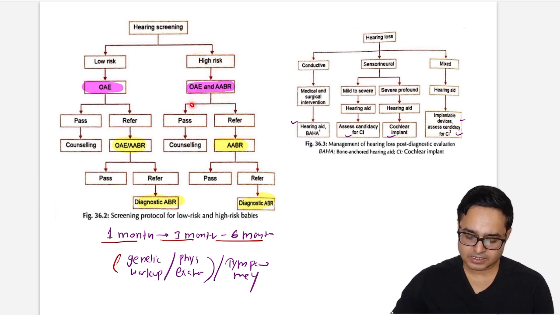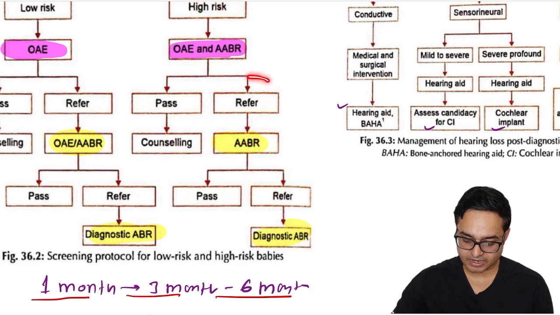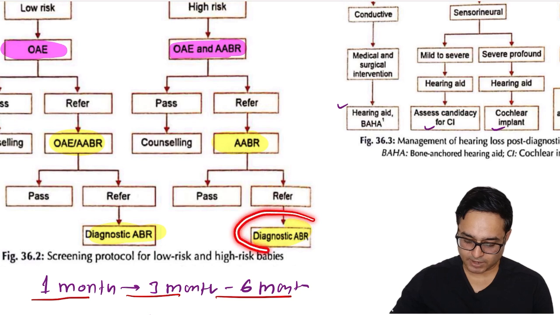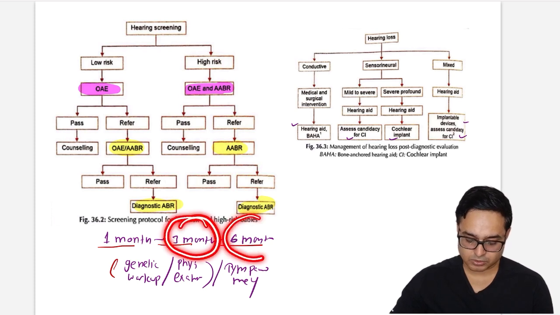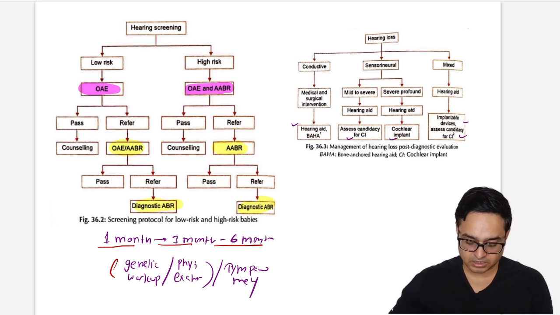If it is pass, yes, this is okay. You have to do counseling. But if it is referred, you have to do ABR. At 1 month of age it is done, after 3 months, then 6 months. So this is the sequence of 1 month, 3 months, and 6 months. Genetic workup and physical examination are also required.